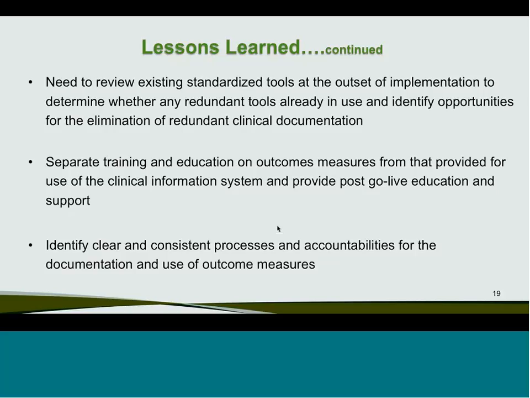And determine whether there's any redundant tools already in use, or look at opportunities to eliminate redundant clinical documentation. I think one of the things we learned was a lot of sites are using the Braden scale. And so when we asked about pressure ulcers on admission, they're asking, well, why do we need to do both? The C-HOBIC measures look at the number of pressure ulcers when that patient is admitted to the hospital. And the Braden scale is more of a risk assessment.